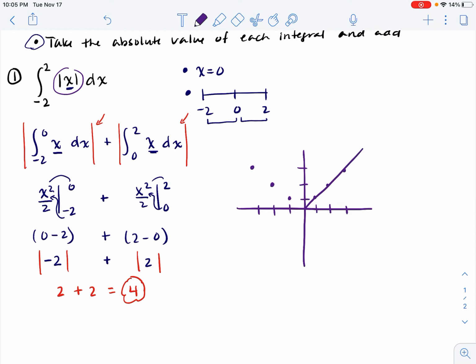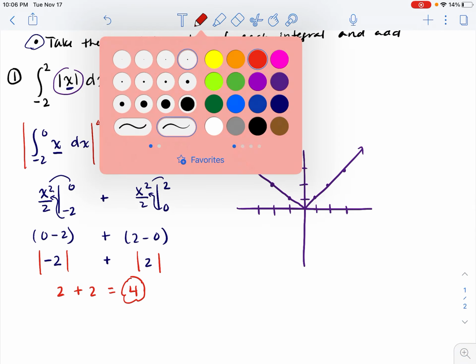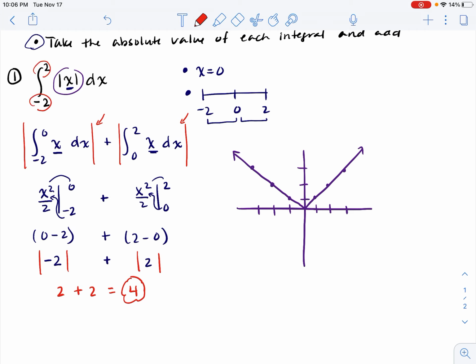So your graph looks something like this. Remember, those are your V graphs, right? Now look, what am I trying to find the integral of? It said I wanted the integral from -2 to 2. So here's -2, here's 2. So I just want the area under the curve of both of these guys.